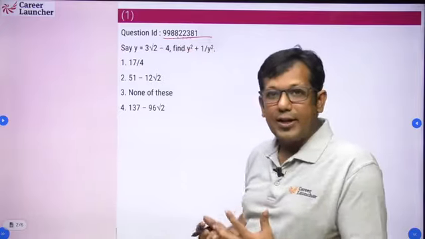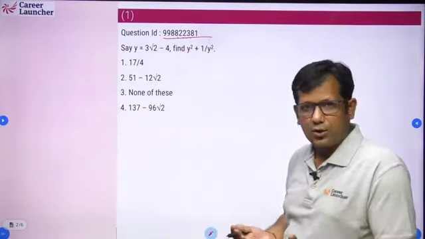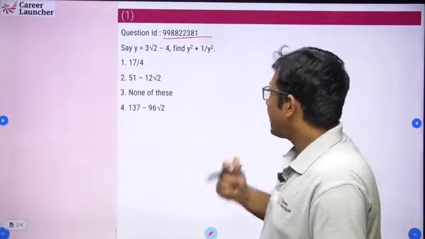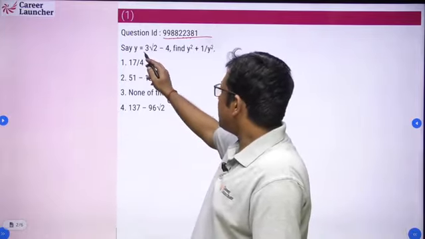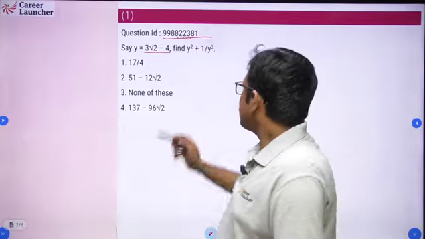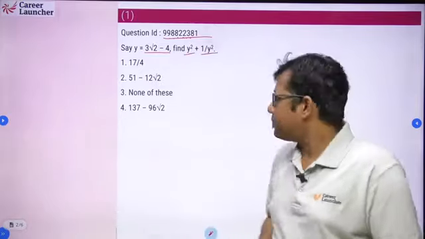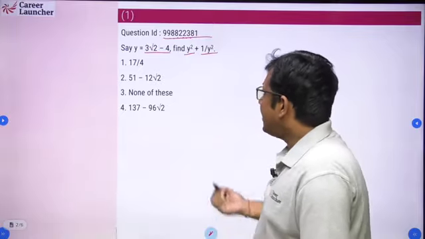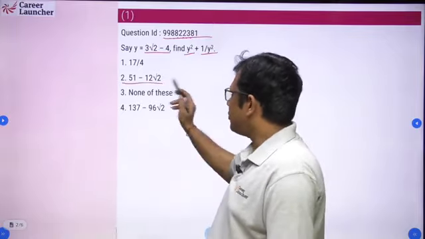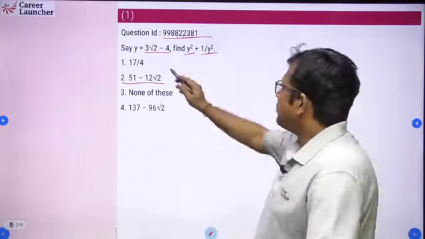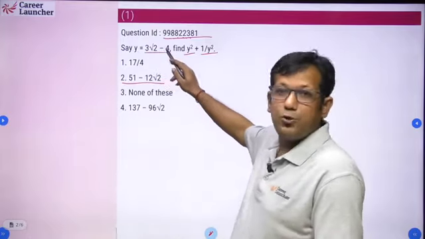The question ID is 9988222381, and we are considering it wrong. This says that y is equal to 3 root 2 minus 4. The question asks: what is the value of y square plus 1 upon y square? And they have given the answer as option 2.